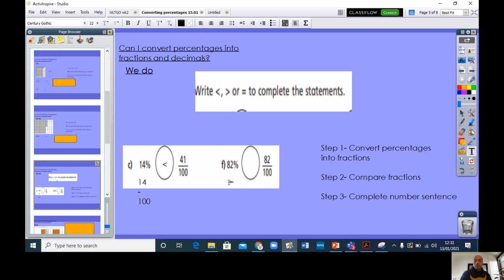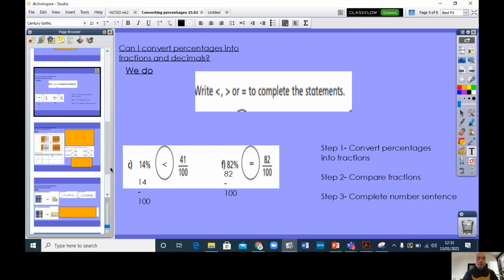Okay, brilliant. So you should have converted 82% into a fraction. Because it's percent, it's out of 100, per 100. So we've got 82 out of 100. So that is my fraction that would sit here. And now I look at my statement. 82 over 100 is the same as 82 over 100.